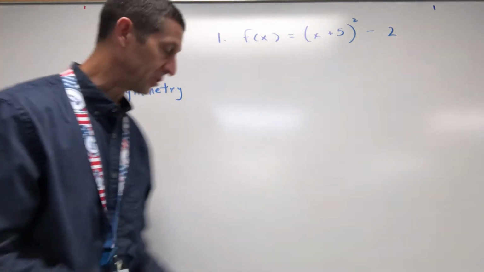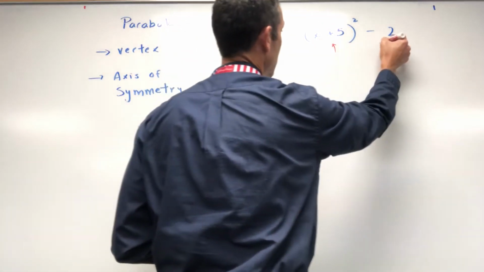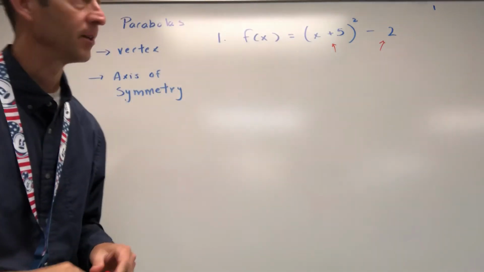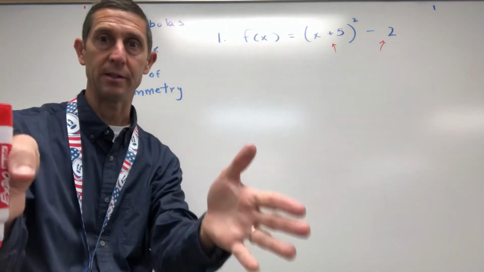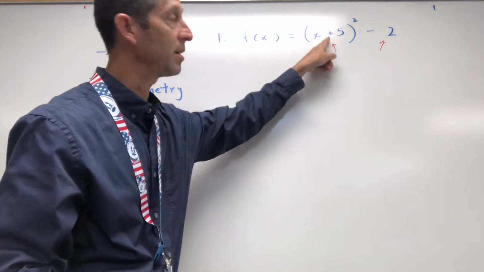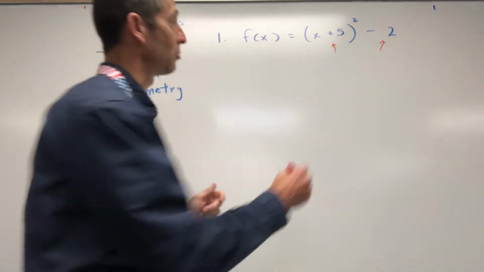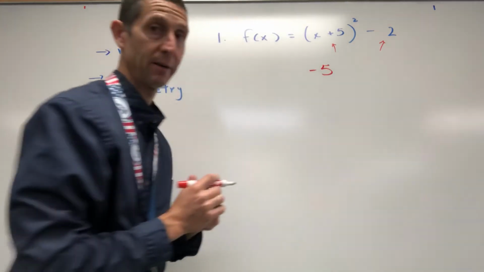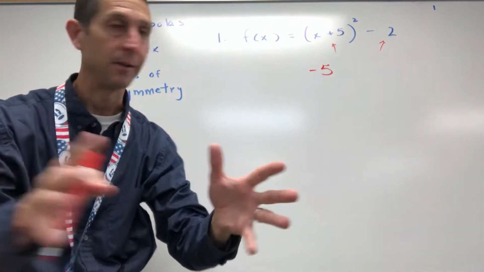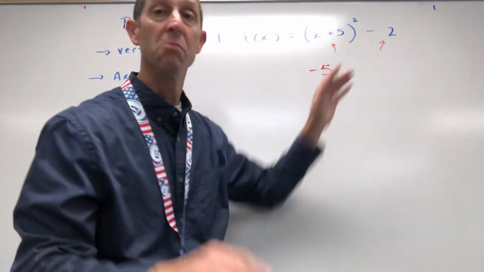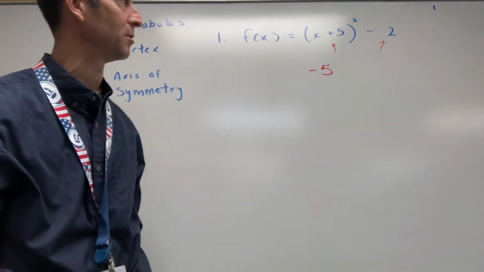First, in your function, you're going to be looking at these two numbers in those two spots right there. Now, if it's inside the parentheses, you got to change the sign. So if it says plus 5, you would think going right, but it's actually left. It's going to be negative 5. So inside parentheses, change the sign. Out here, he's good. You don't have to change the sign at all. If it says minus 2, you leave it minus 2.